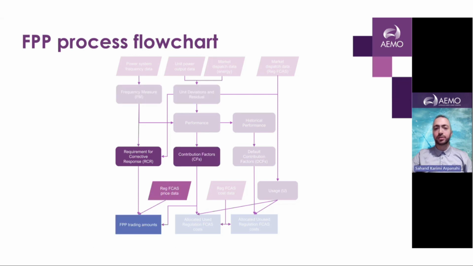Finally, we calculate the FPP trading amounts of each unit by multiplying its contribution factors by a scaling factor. This scaling factor is based on the RCR and regulation FCAS prices.